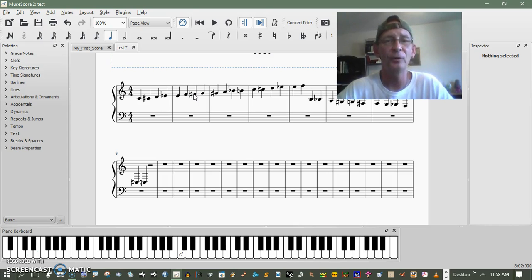So that's basically the first part, understanding the most simple structures of the keyboard and the most simple structures of the notation.